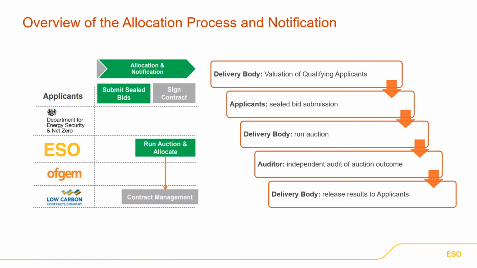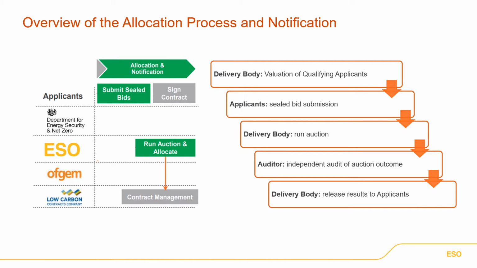This slide demonstrates what is involved in the later stages of the allocation round, starting with the valuation performed by the delivery body, then the sealed bid submission window from applicants, and finally the running of the auction and releasing of the results. In the bidding window, a sealed bid process is used to ensure that the auction is competitive and fair for all participating projects.